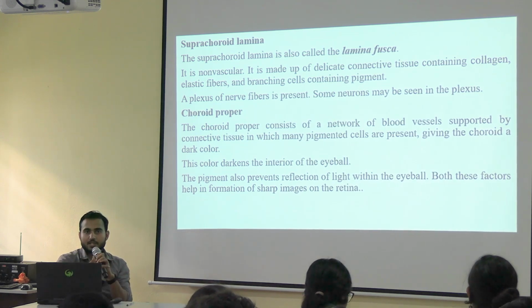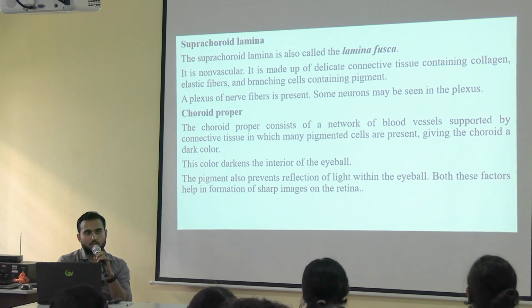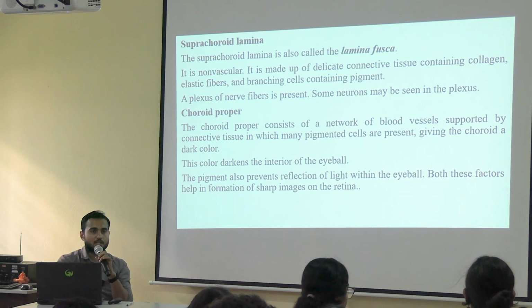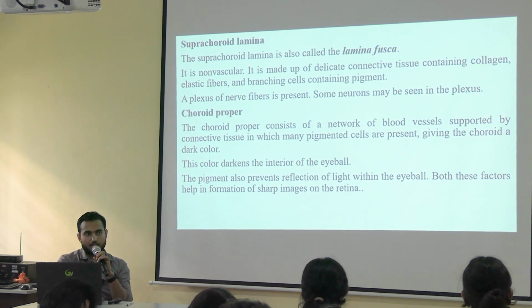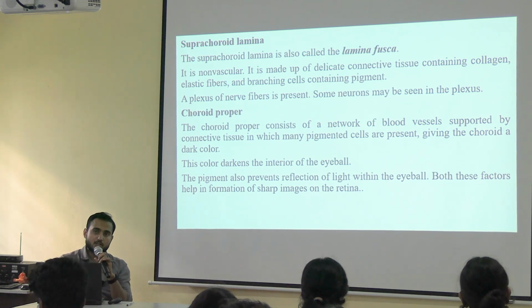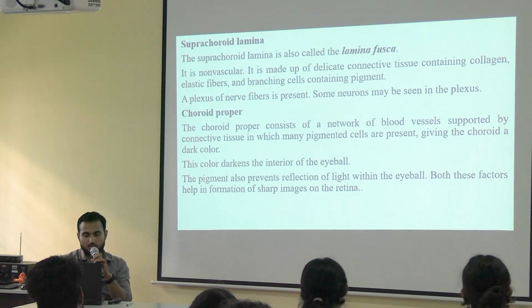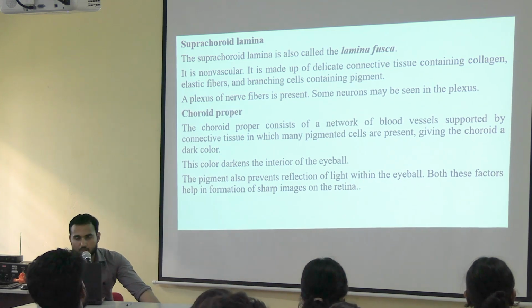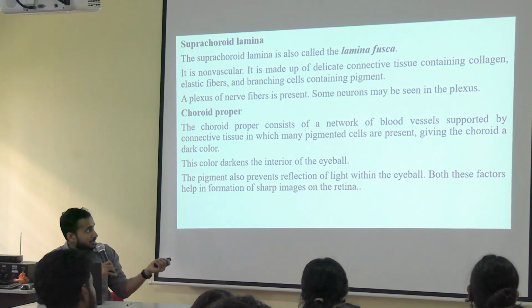So this pigmented epithelium which is present will absorb those reflected lights. Okay, so those reflected lights will not go back into the retina to produce the visual stimulus. If that visual stimulus is produced, then there will be a problem in clear vision. Okay, so that's why these pigment cells are very important. So that is the choroid proper.